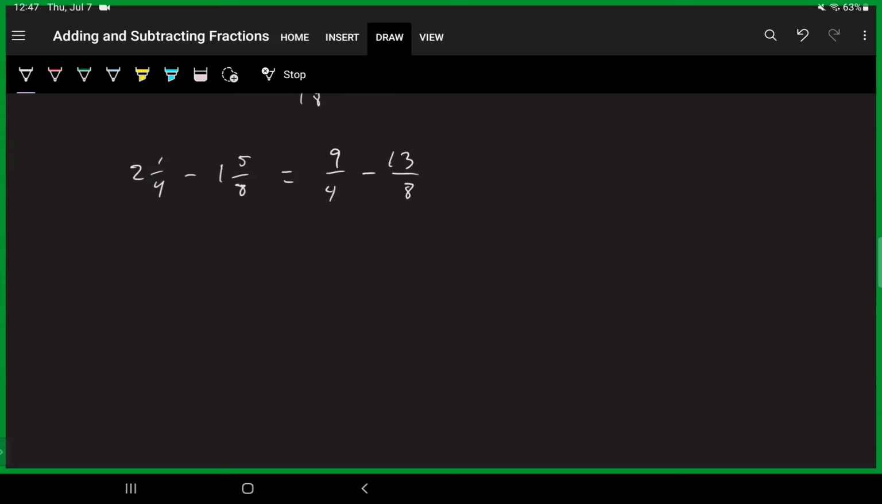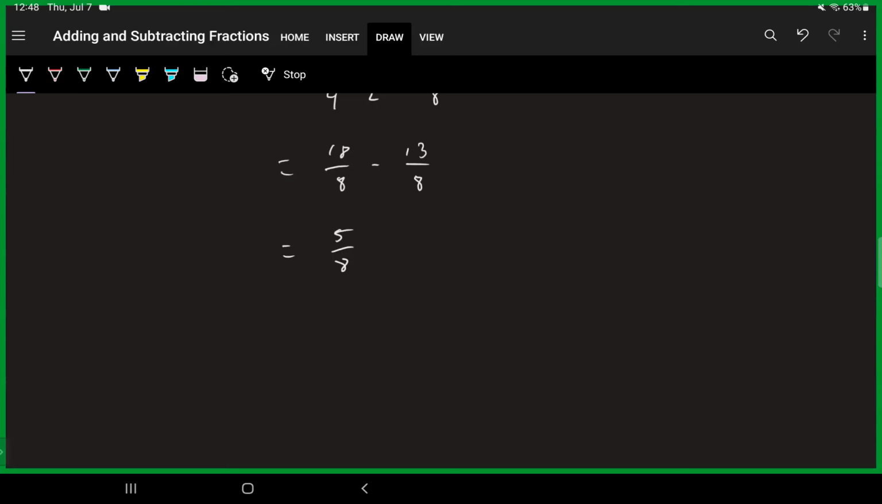So now what do I do? Well, I need a common denominator, and my LCD here is 8. So working through this, 9/4, I'm going to multiply by 2 over 2. I'm going to subtract 13/8. That doesn't need anything because it already has the LCD in the denominator. So I get 18/8 minus 13/8. That gives me 5/8. And that's fully simplified. I don't really need to do too much more with that.